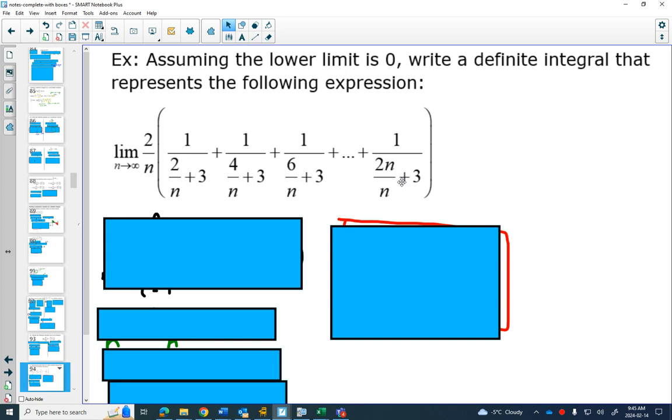So in our limit, we normally had our complete length from a to b. So it looks like that's 2 divided by n equal sections, times a sum, and the sum is written as an expansion.